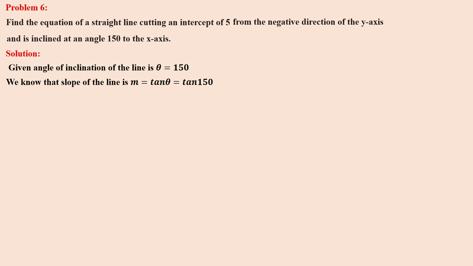We have to calculate the value of tan 150, which can be written as tan of 180 minus 30, right? Normally if it is 150 or 210 like that, we have to change it into the standard form. So 90 plus or minus, or 180 plus or minus, or 270 plus or minus, or 360 plus or minus.